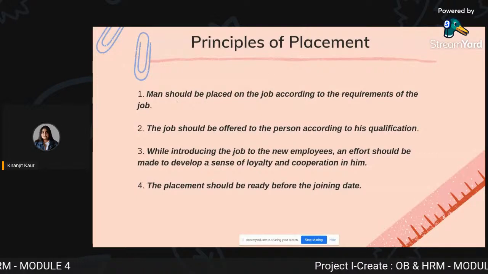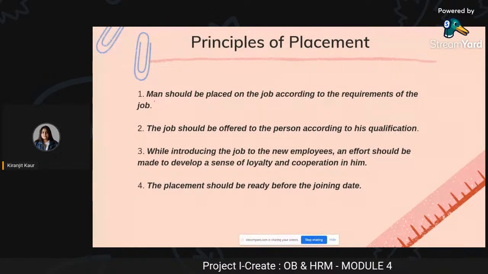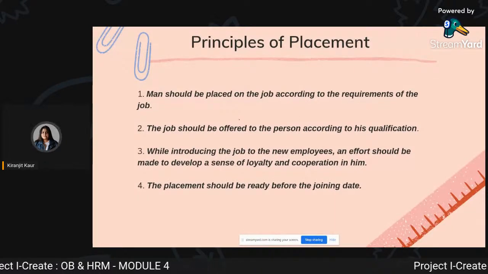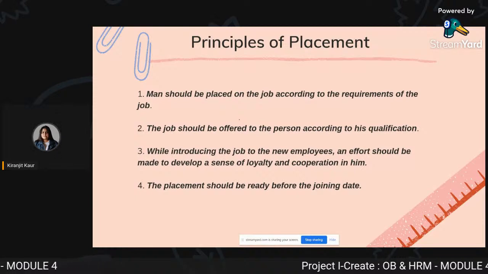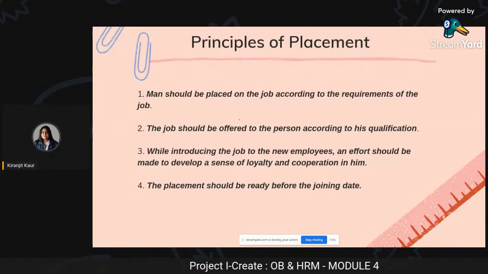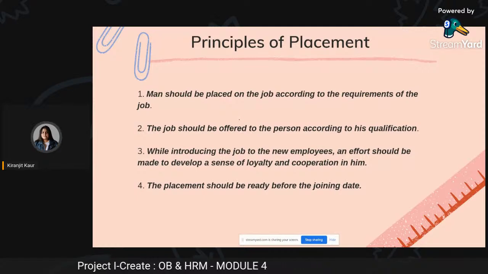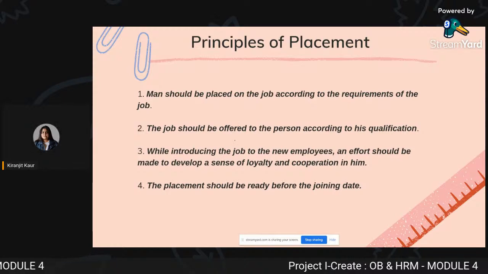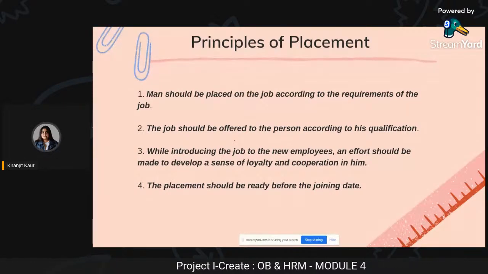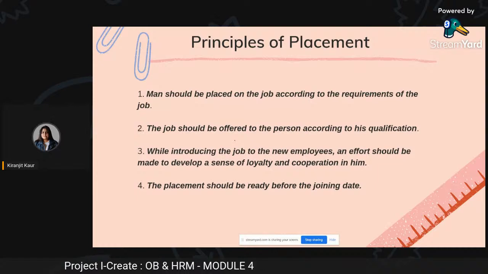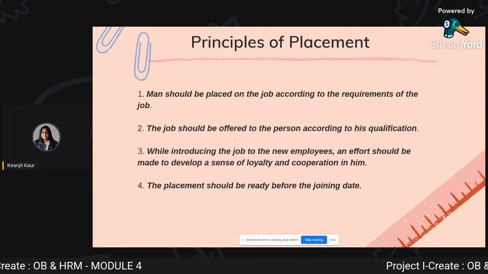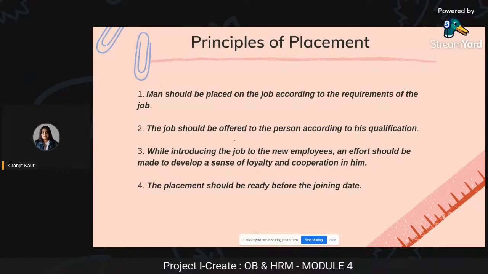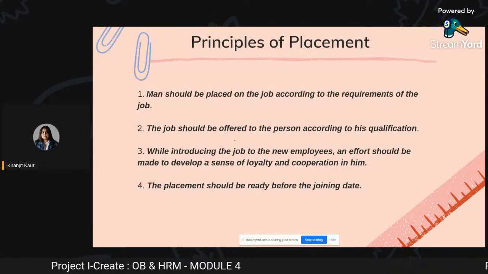Next, principles of placement. There are some principles of placement. First, a man should be placed on the job according to the requirements of the job. So it is compulsory that when we are placing any employee for any kind of job, that person should be placed according to the requirements of the job. The job should be offered to the person according to his qualification. We should not offer a job to any person because we think there is a vacancy, or because this person comes from a personal reference. We should offer a job because of his qualification, not because of any kind of personal reference.